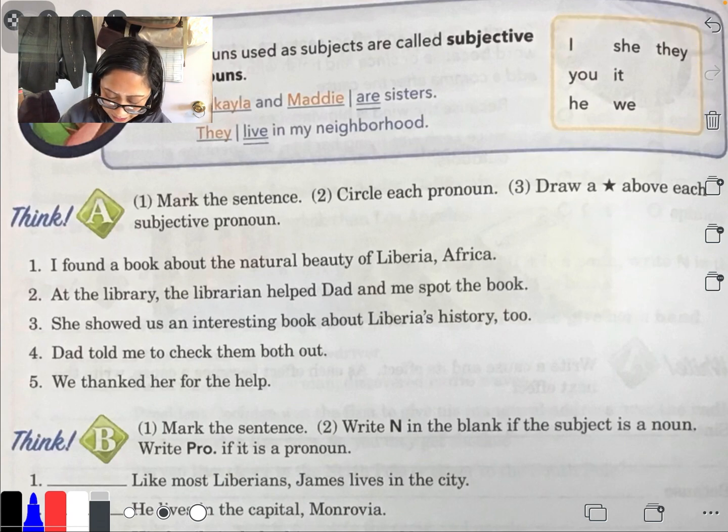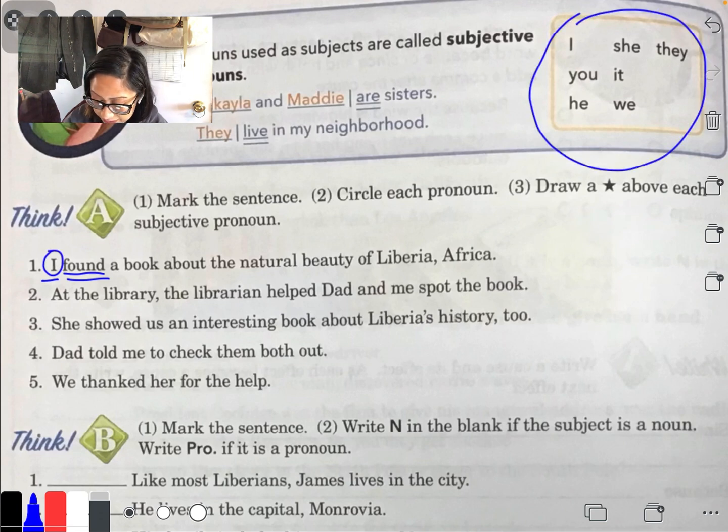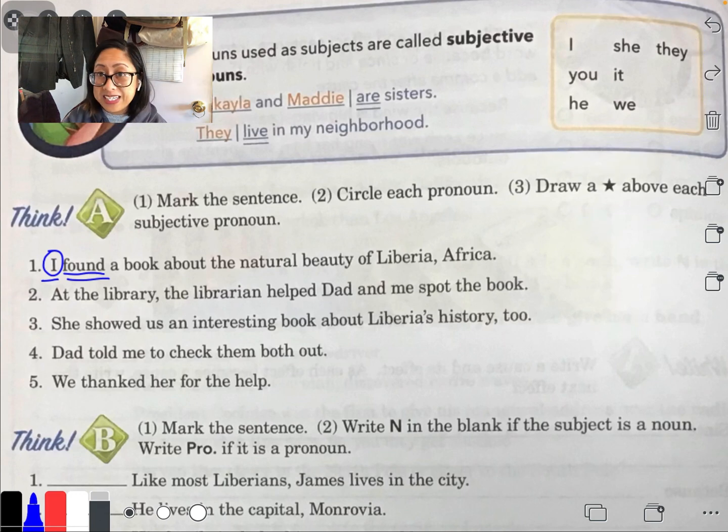So number one says, I found a book about the natural beauty of Liberia, Africa. What's going on? What's happening? What are you doing? You found, okay? So I'm going to underline found twice. Who found it? I, okay? I see a pronoun, I'm going to circle it, I. And since it is a subjective pronoun, it's at the beginning of a sentence, I'm going to put a star on top, okay?